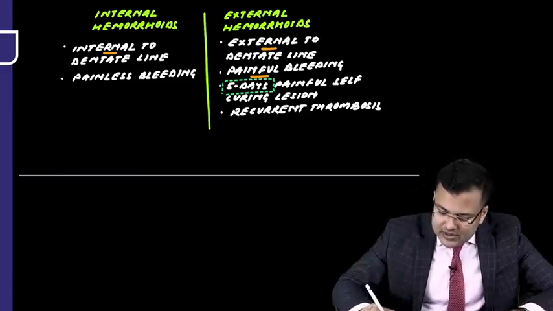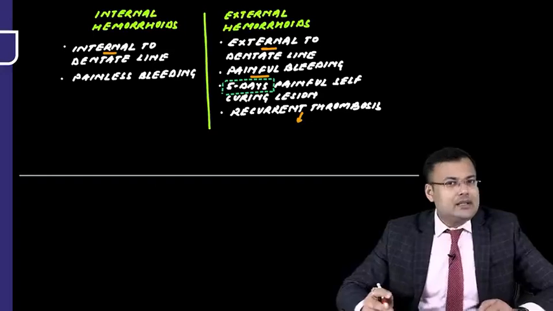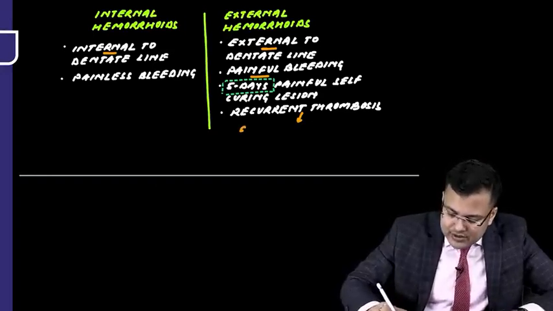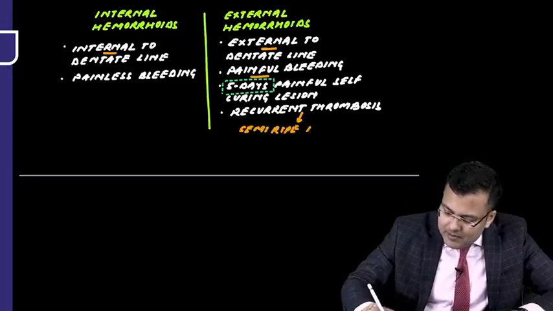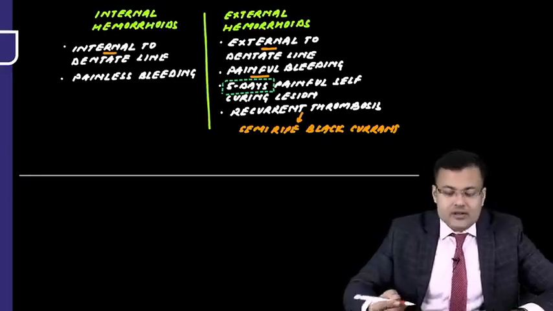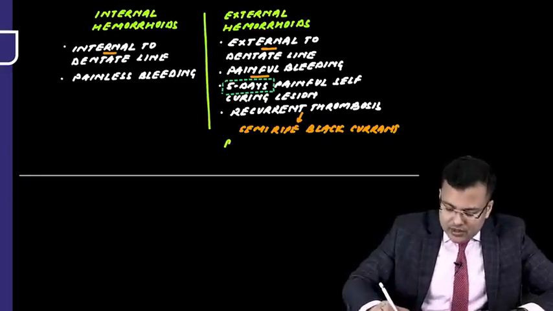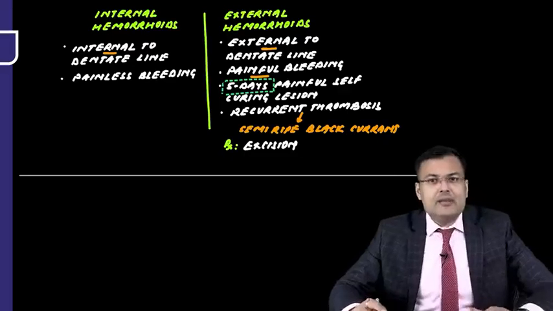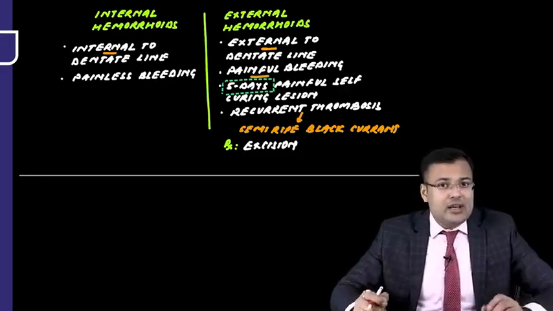If recurrent thrombosis occurs in hemorrhoid, the appearance is like semi-ripe black currant. Because of recurrent thrombosis, what kind of appearance is there? There is a semi-ripe black currant appearance. And in external hemorrhoid, what is the treatment? The treatment is excision. So for external hemorrhoid, treatment is excision. Clear? We discussed that the treatment of internal hemorrhoid is dependent on the classification.